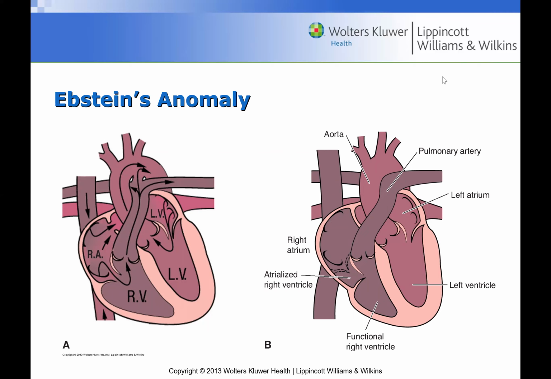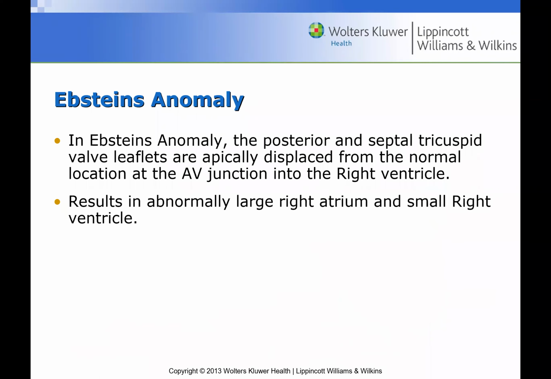Ebstein's anomaly. Ebstein's anomaly is basically when the tricuspid valve is pushed down into the right ventricle. So the posterior and septal tricuspid valve leaflets are apically displaced from the normal location at the AV junction. So the tricuspid valve is not in the right spot, and it results in a very, very large right atrium and a small right ventricle.